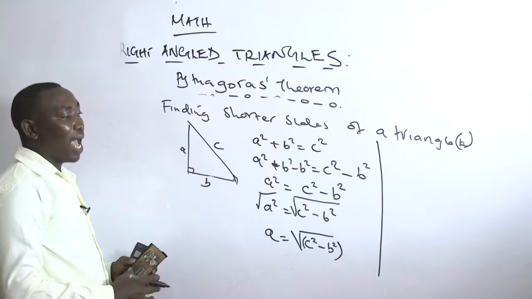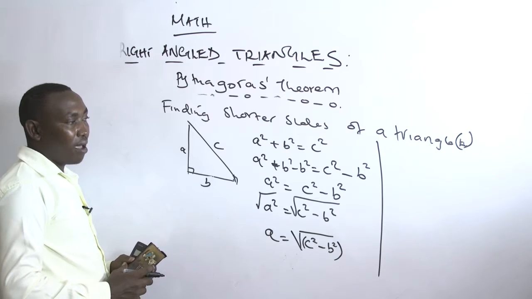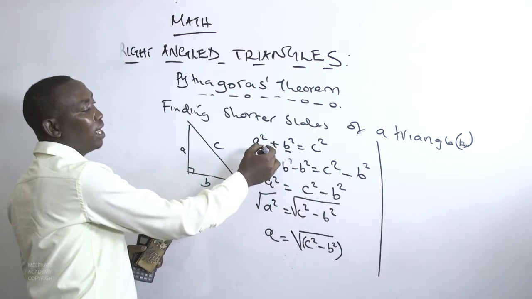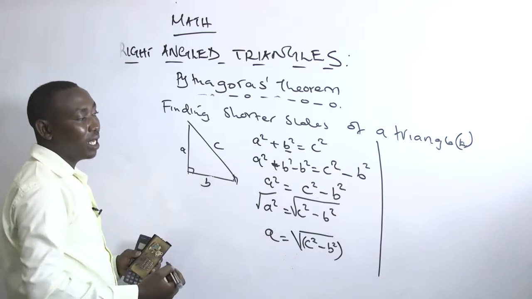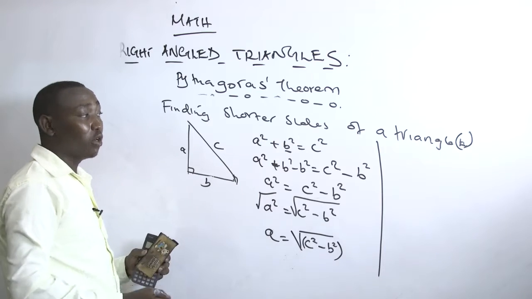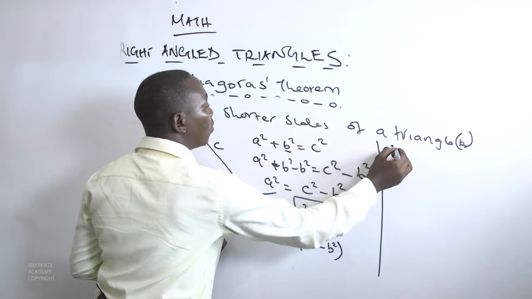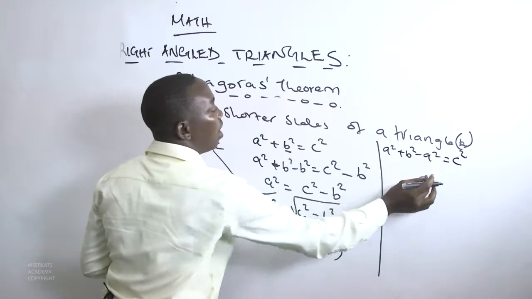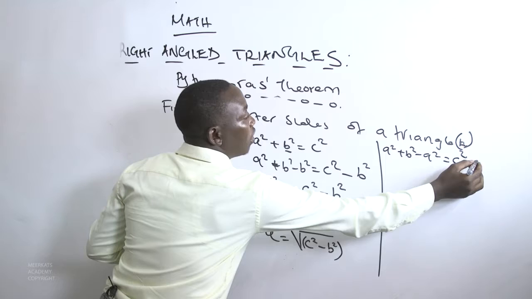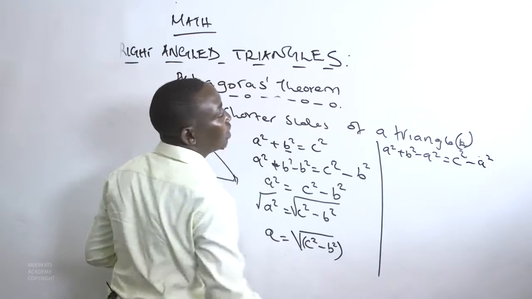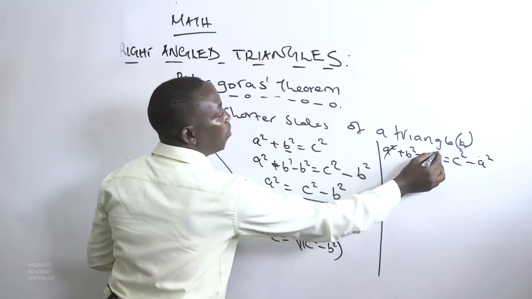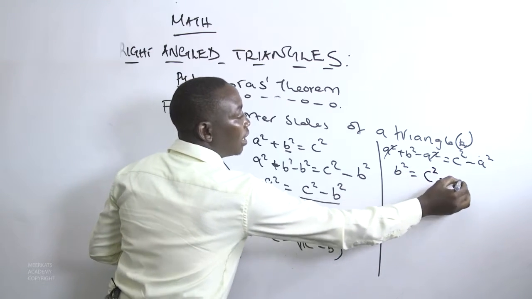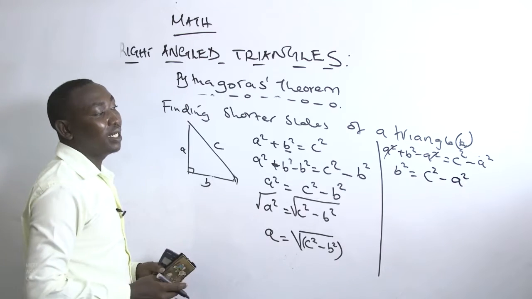Now the same applies when you want to find b. If you want to find b, that means we eliminate a squared on the left hand side, and for us to do that we subtract it on both sides. So we shall have a squared plus b squared minus a squared is equal to c squared minus a squared. Whatever we did to the left hand side, you also do to the right hand side. This will leave us with b squared on the left hand side equal to c squared minus a squared on the right hand side.